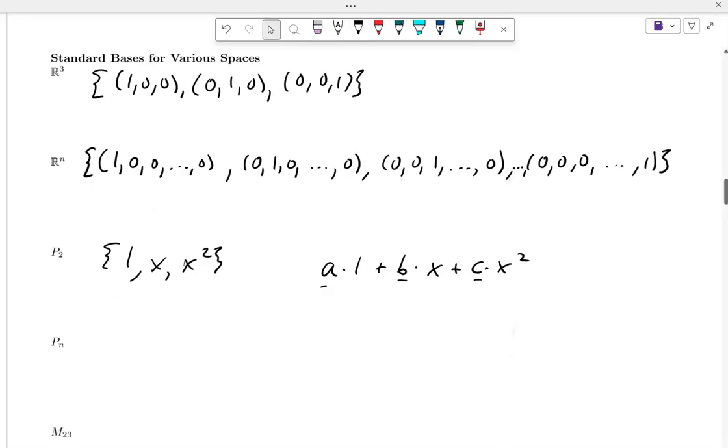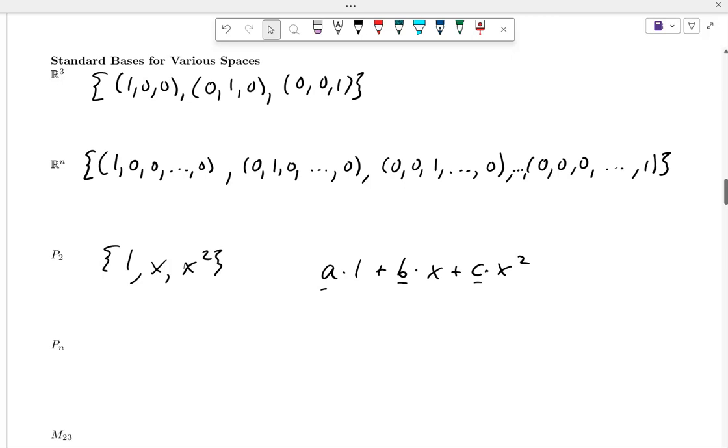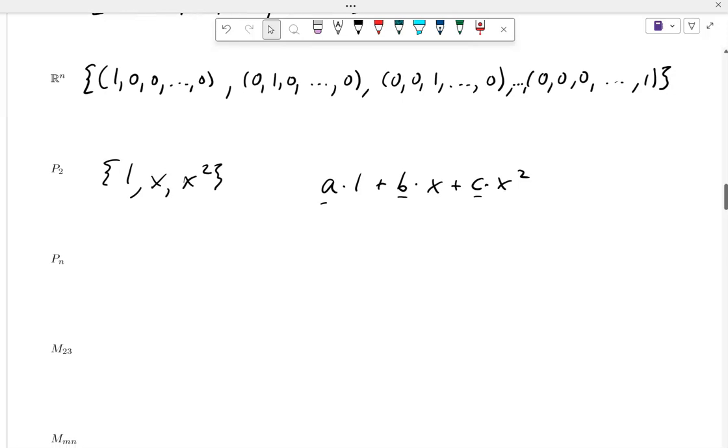So then if you wanted to extend that to Pn, what do you think you would use? X squared and x to the n. Good. How many vectors are in that set? N plus 1, right? Because I have to generate all the powers of x and a constant. So notice your P2 has 3 vectors, your Pn has n plus 1 vectors. Again, we're going to come back to that idea in a minute.